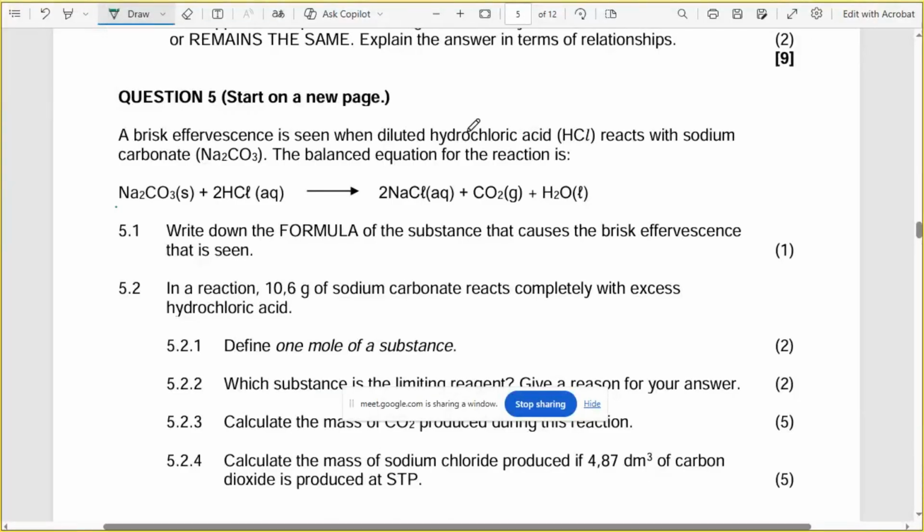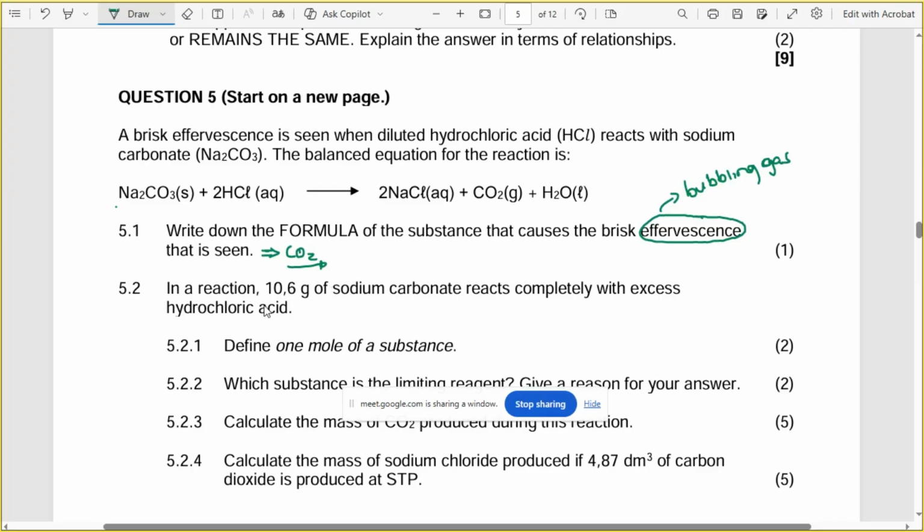When you say bubbling gas, everything now makes sense. So the gas causing this, remember, you're saying this is bubbling gas. So the correct answer will be CO2. The question is asking, write the formula of the substance that causes the bubbling gas. We know that it's going to be CO2. That's the answer. Are you happy with that?